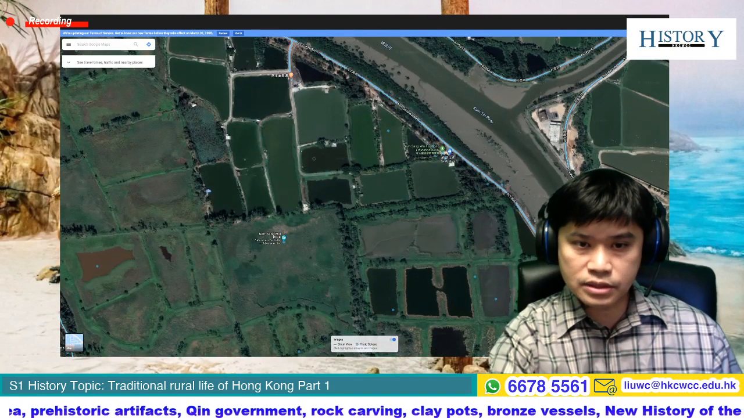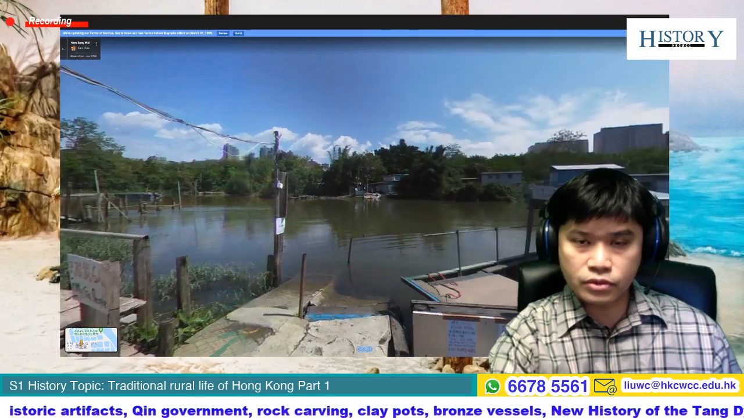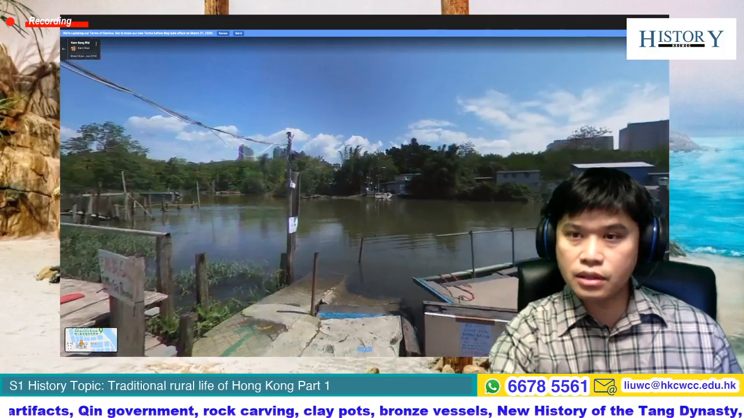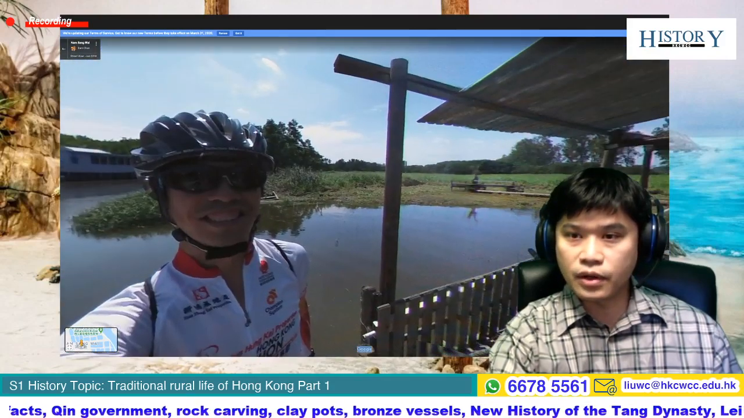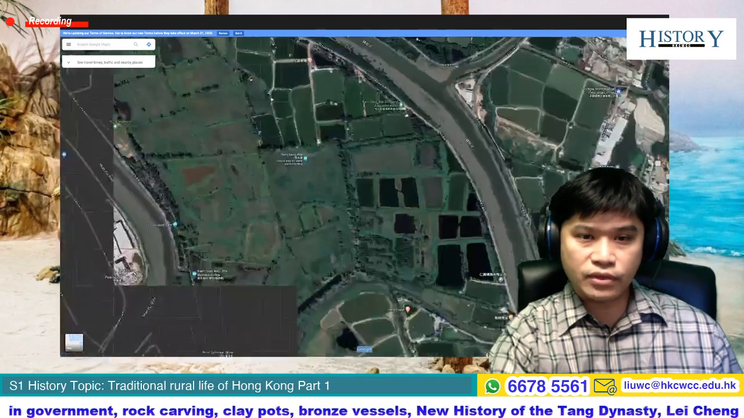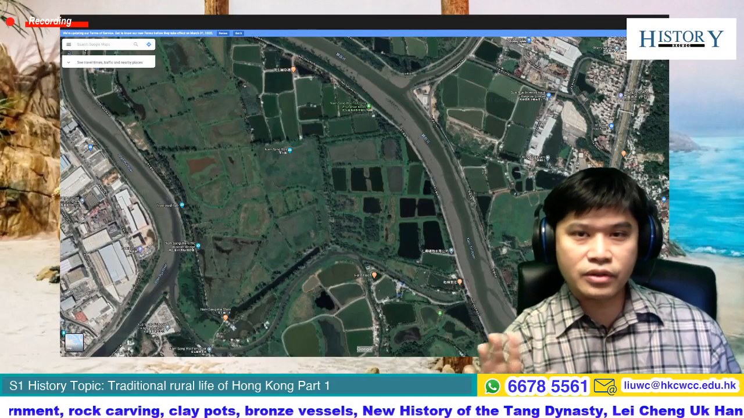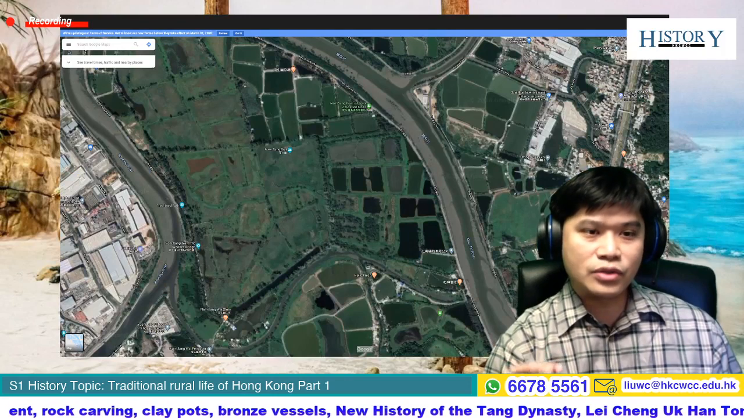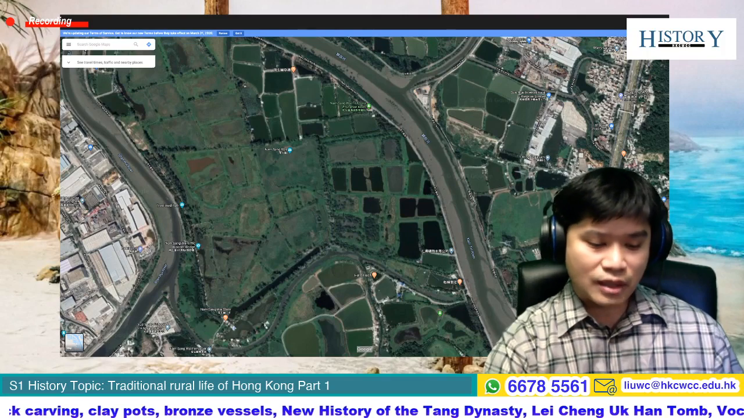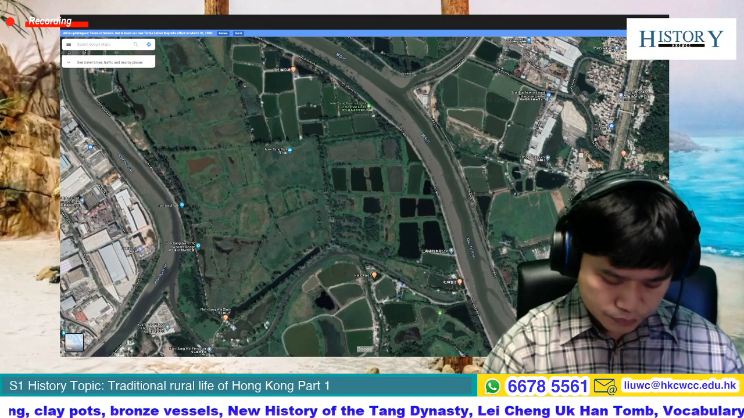Let me show you. Yes, you can see people taking photos. Also the fish pond, and you won't see many high buildings there. So that is not exactly developed, and therefore it is a rural area. And for the topic today, we're going to talk about what should be the traditional. Our focus is the traditional rural life in Hong Kong.